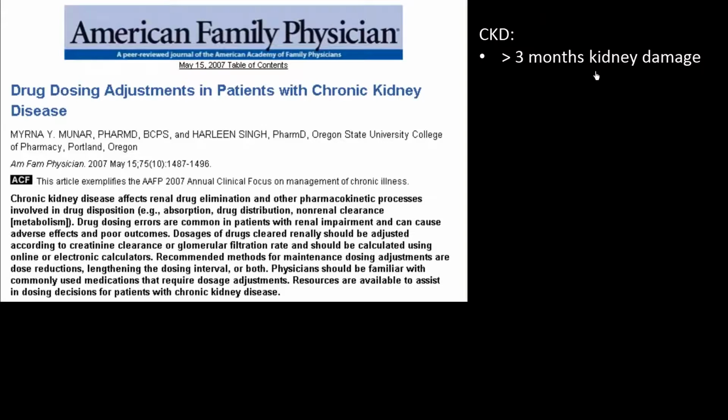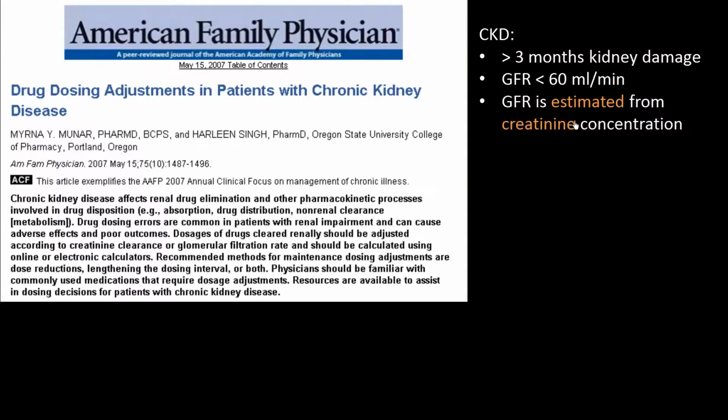But the easiest way that we determine chronic kidney disease is by looking at the glomerular filtration rate. And if the GFR is less than 60 milliliters per minute and that occurs for 3 months, then we can assume that patient has chronic kidney disease. And as we showed in the last slide, this is estimated from the creatinine concentration. Increase in creatinine means decrease GFR. You have to know that.